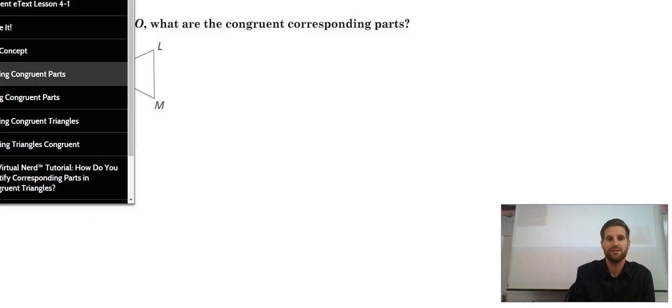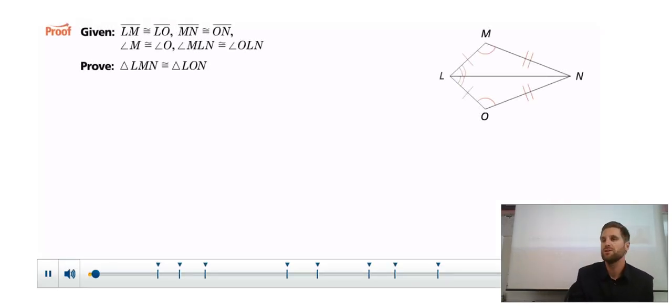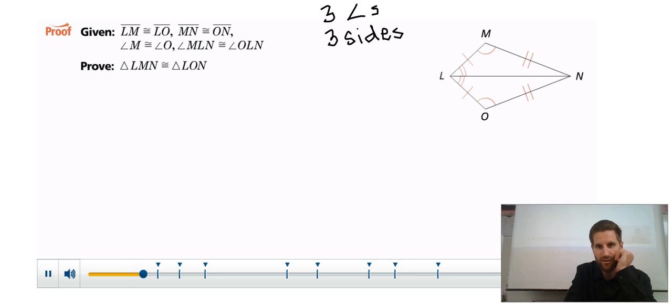Let's take a look at example 4. In this example, we're looking at how to prove triangles congruent. To prove triangles congruent, we need to prove 6 different things. We need to prove 3 angles and 3 sides. So let's make sure we write that down. I'm going to write that right here. 3 angles and 3 sides. If I can show those things, then I have congruent triangles.